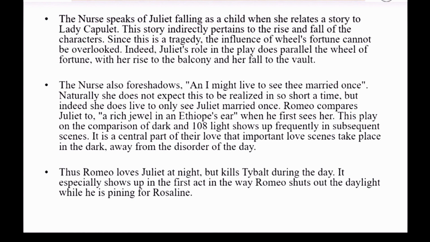It especially shows up in the first act in the way Romeo shuts out the daylight while he is pining for Rosaline. In the fifth scene, the lovers share a sonnet which uses imagery of saints and pilgrims, and this relates to the fact that Romeo means pilgrim in Italian. It is also a sacrilegious sonnet, for Juliet becomes a saint to be kissed and Romeo a holy traveler.